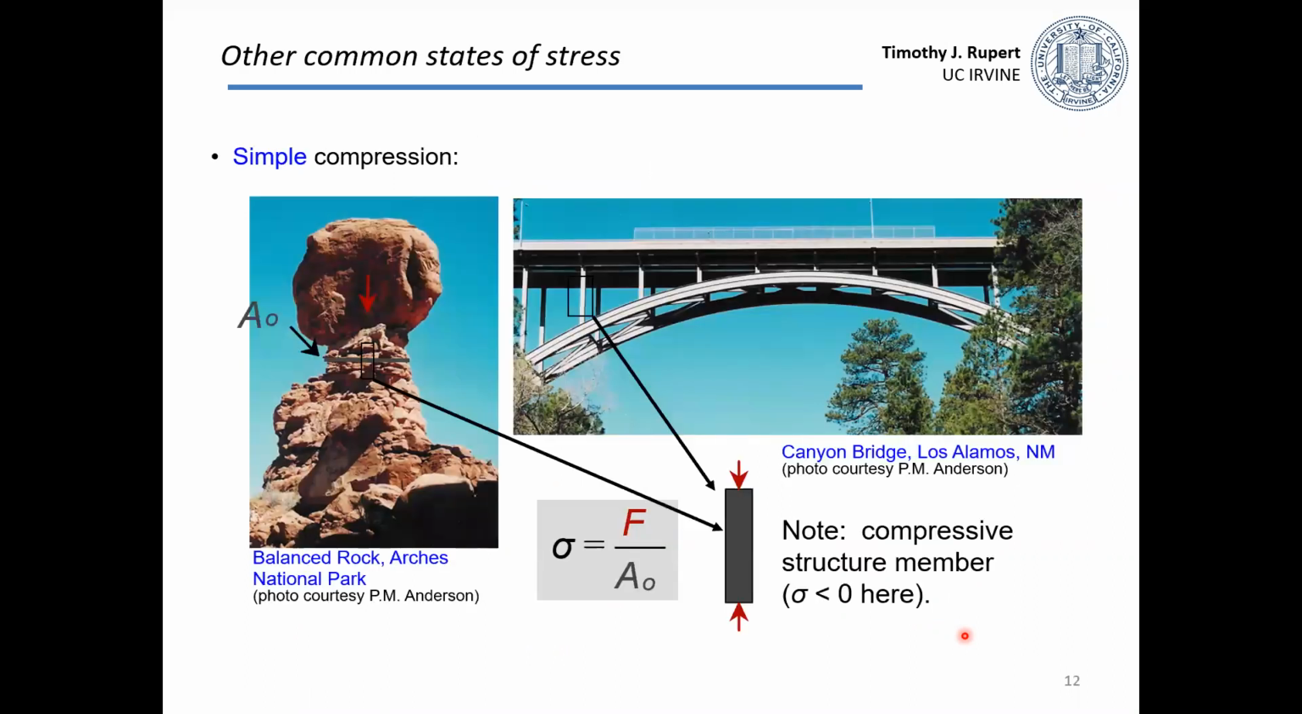Simple compression is a little bit easier to visualize. So in this example of a large rock that's sitting here, this smaller piece right here, we could imagine what's the weight, think about the area it's acting under, and talk about what the stress is there. You also see this same example oftentimes in things like bridges. So in this case, these vertical members on this bridge are going to be under compressive stress.